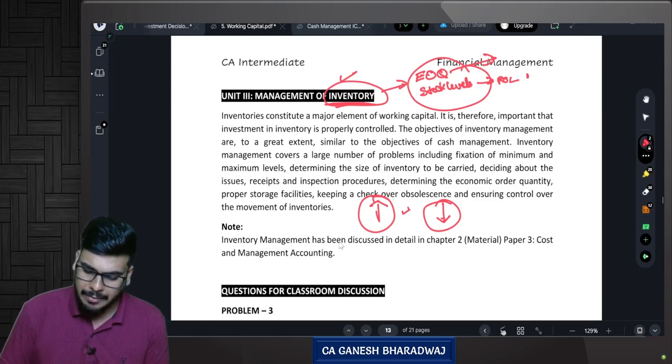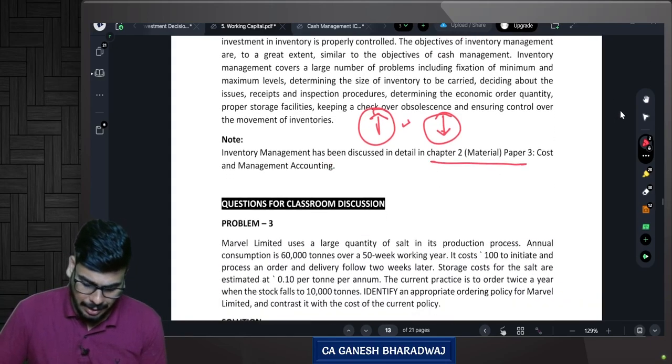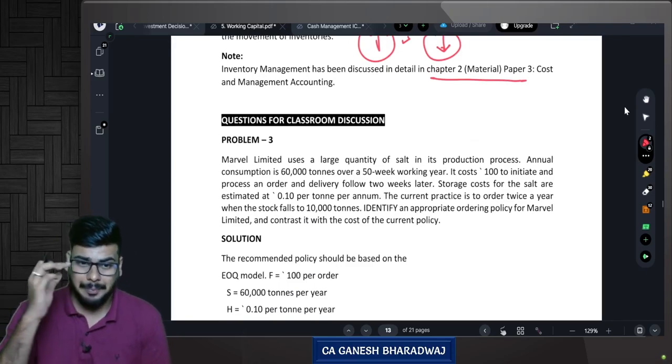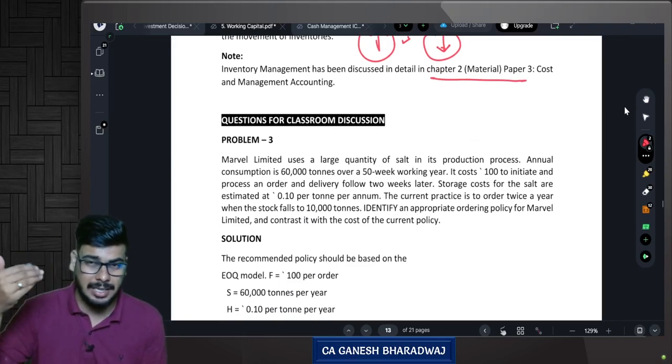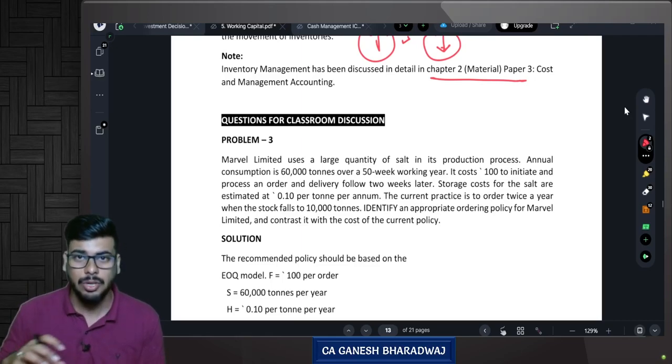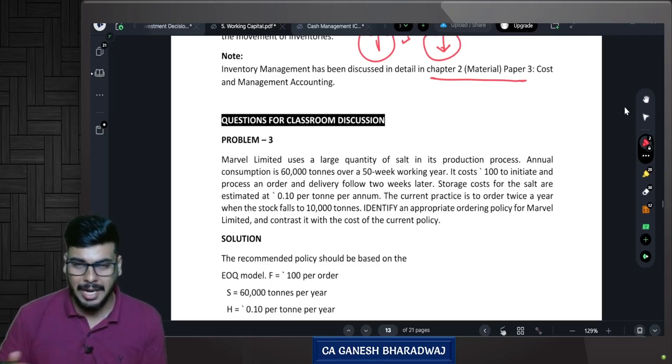So that's why inventory management has been discussed in detail in chapter 2. That is the material cost chapter. Clear? So now we will just do one question. Technically, this area is covered in costing, nothing related to your financial management. It's covered in costing, but anyways, I will just do the sum so that you can get a hang of it.